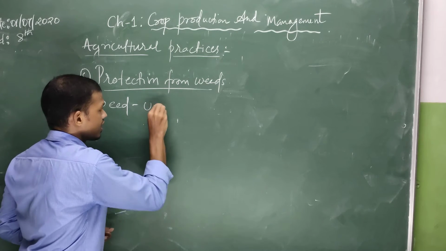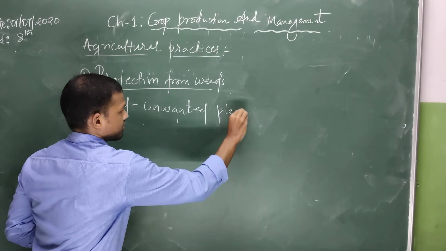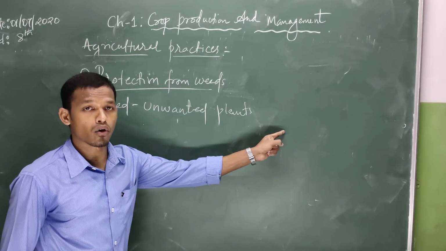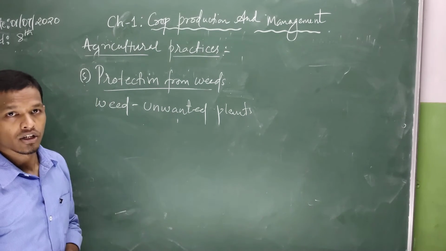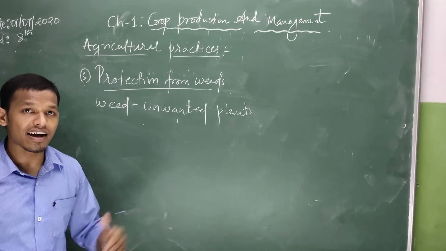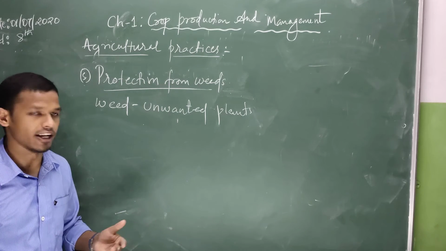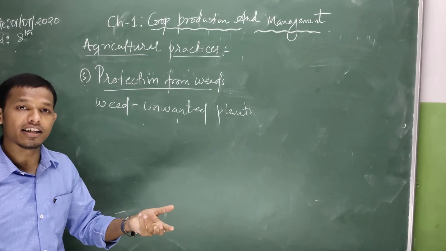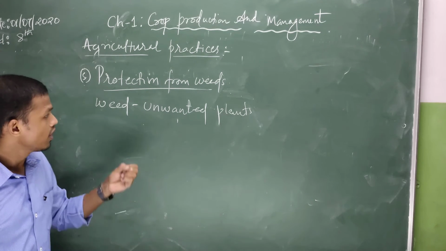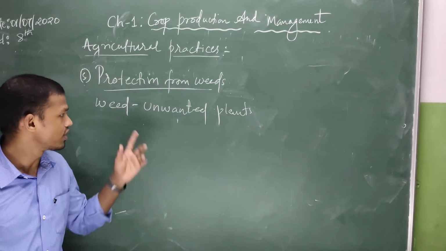Unwanted plants that grow along with the crop plant. If you go to the field, you will find, besides the crop plant, other unwanted plants which are not purposefully sown in the field. They have grown naturally. So the undesirable plants which grow along with the crop plant are known as weeds.